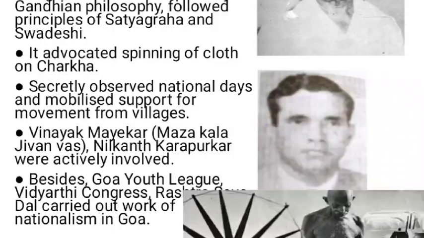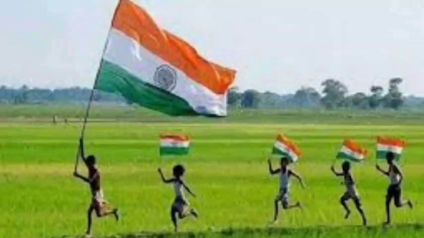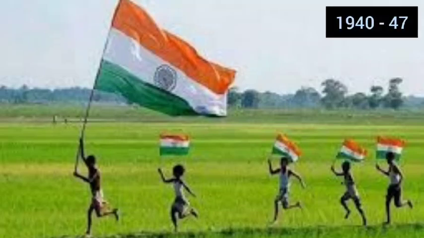Besides this, the Goa Congress Committee, Goa Seva Sangha, Gomantiya Tarun Sangha, Gomantak Prajamandal, there were more organizations such as the Goa Youth League, Vidyarthi Congress, Rashtra Seva Dal. They were functioning and working for the liberation of Goa. They demanded that the Portuguese should leave Goa immediately. The Indian national movement got intensified from the period of 1940 to 1947.